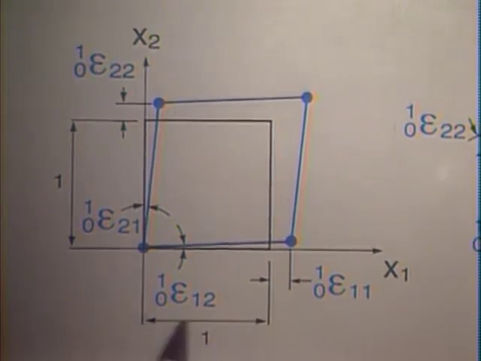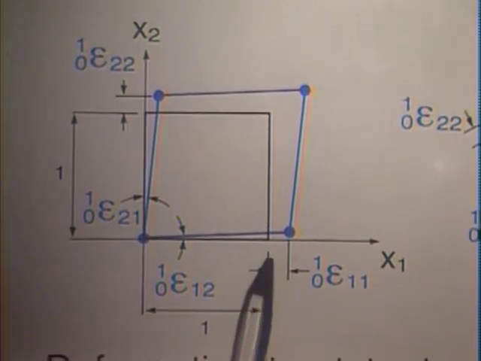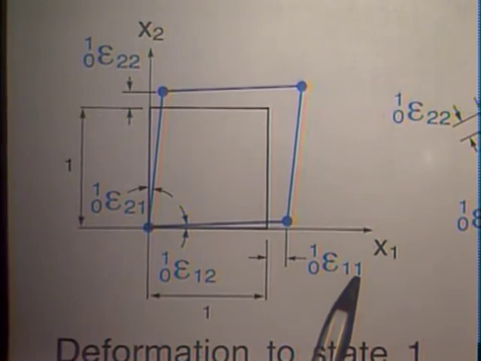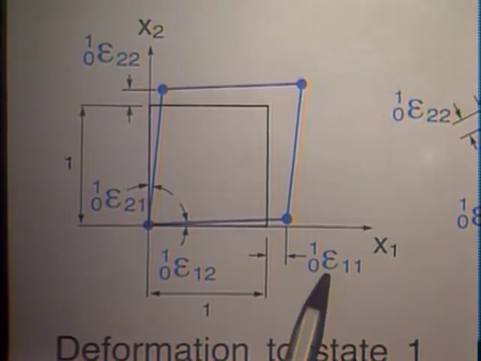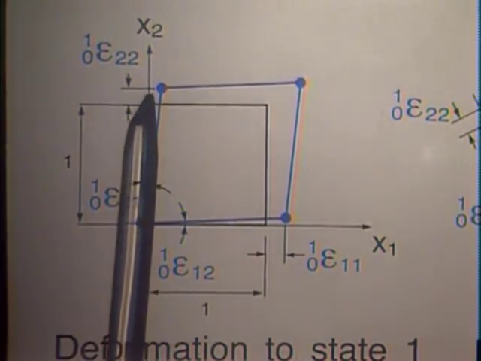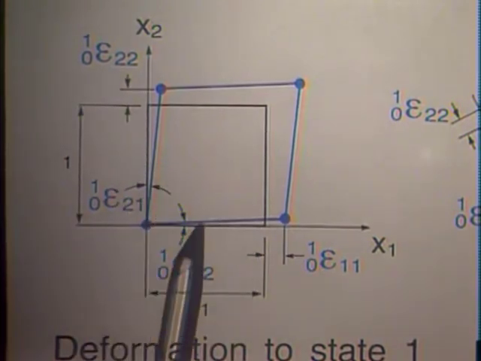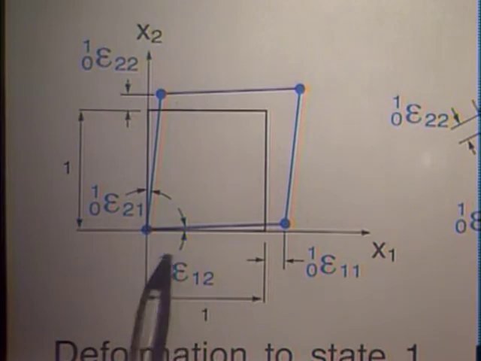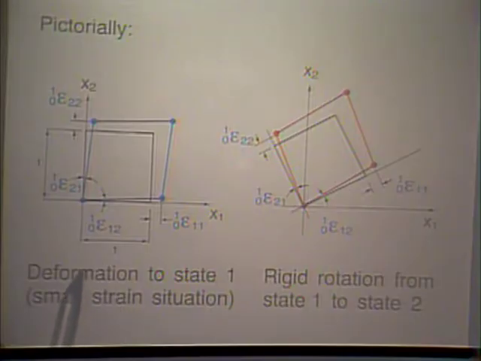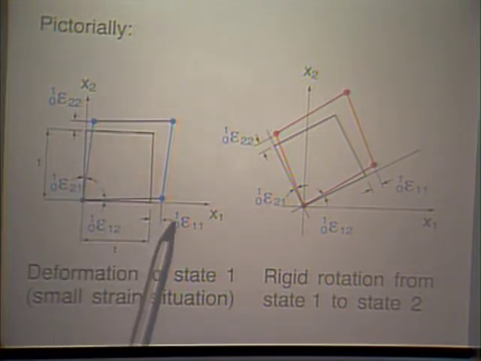If this length here is 1 originally and that length here is 1 originally, then this distance here corresponds to the Green-Lagrange strain in the 1, 1 direction, in the 1 direction. In other words, it is equal to 1 times epsilon 1, 1. Similarly, this distance here is equal to 1 times epsilon 2, 2. And the total shearing is equal to the sum of these two components here. This is the deformation that brings the element, say, from the original configuration to state 1.